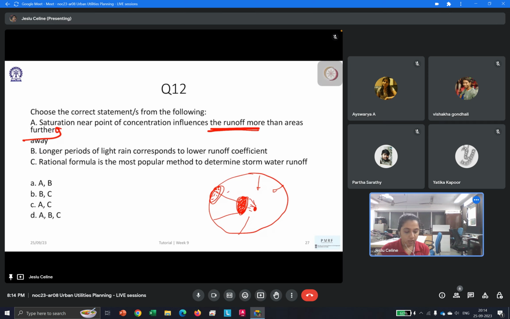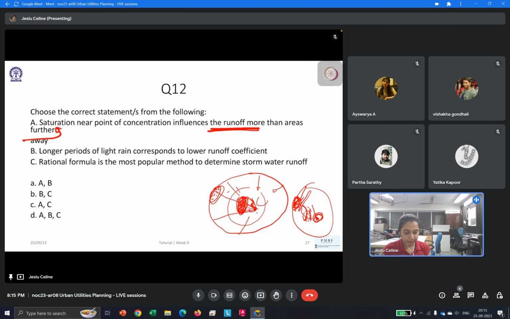And also, sorry, if this point is saturated, you'll have more runoff, because by saturation, what do you mean? The ground does not have any more capability to hold water, which means whatever rainfall is there automatically gets into the runoff concentration. Now imagine this region is not saturated and this region is saturated. From here, whatever rainfall is falling is coming because it's saturated. But since this region is not saturated, it has the capability to hold water, so the majority of the water will be lost over here, and very little water will actually reach the point of concentration.